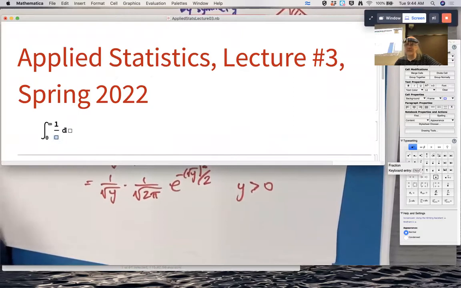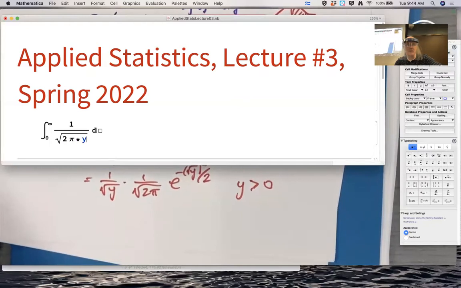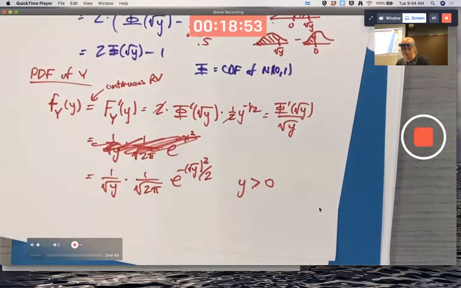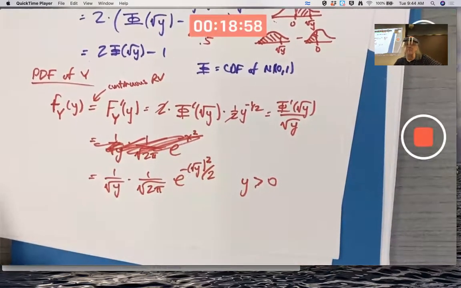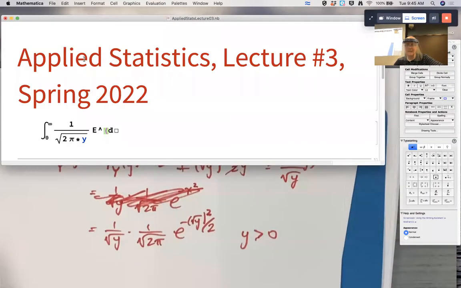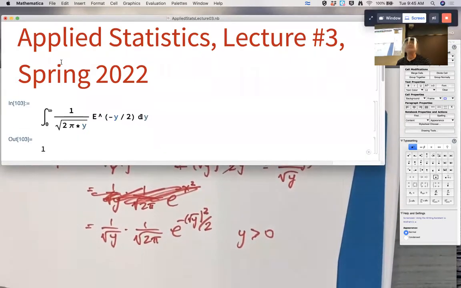1 over, I guess I could do all the square roots together here. 2 pi times y e to the, use a capital E, negative square, okay, I could simplify it a little bit. This would be negative y, square root of y squared would be y. Negative y over 2. 1, yay. Yeah, it simplifies a little bit.